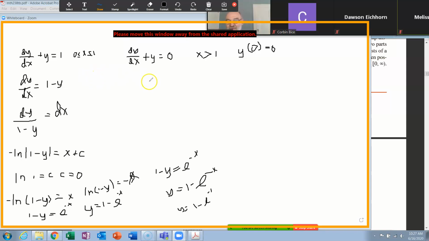So let's do the same thing here, but let's do it correctly on this one. This will just be dy dx. Separation of variables works here.